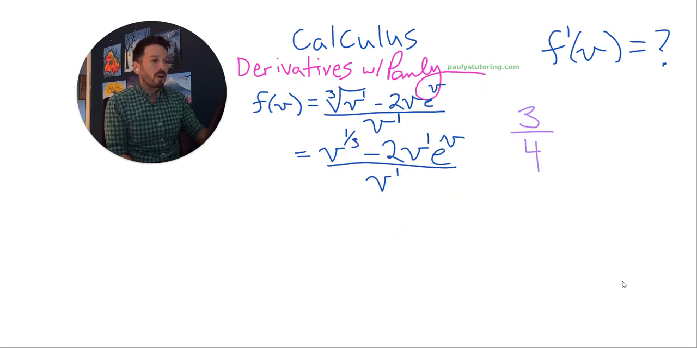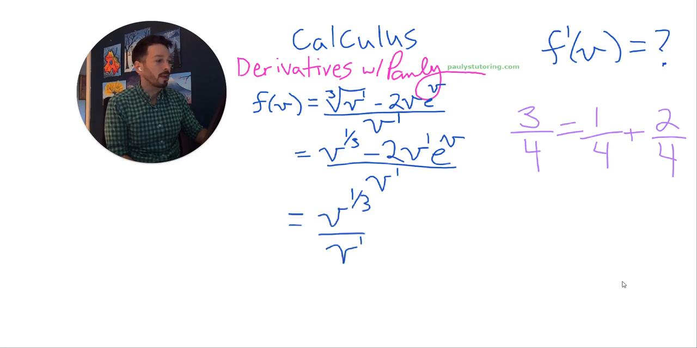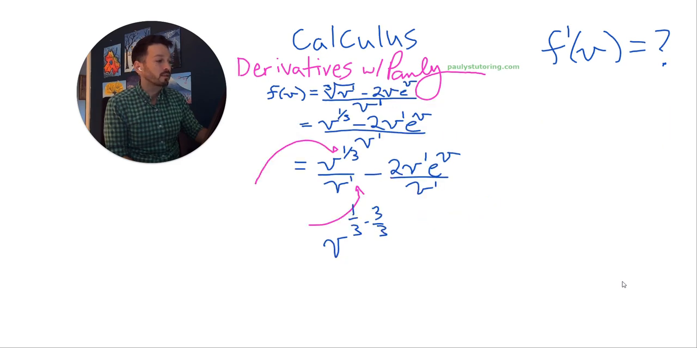Well, let's remember our working with fractions, right? We can split them up. If I had 3/4 on my person, I could have 1/4 in my left pocket and 2/4 in my right pocket. Well, we're going to split up this fraction into two separate fractions, and we'll see the benefit. So that's v to the 1/3 over v to the first, and the second term over v to the first as well. Well, if we're dividing two variables with different exponents, we can subtract the exponents, okay?